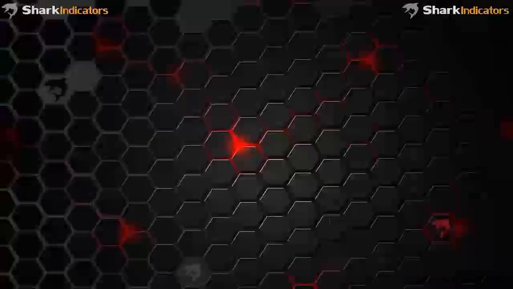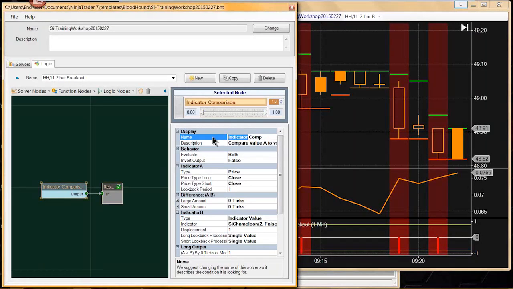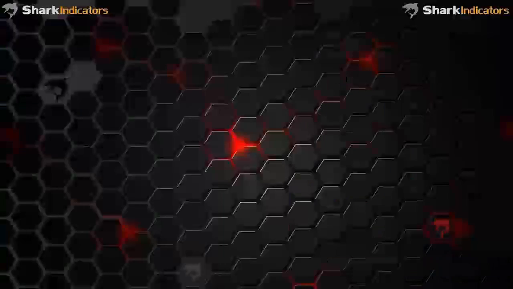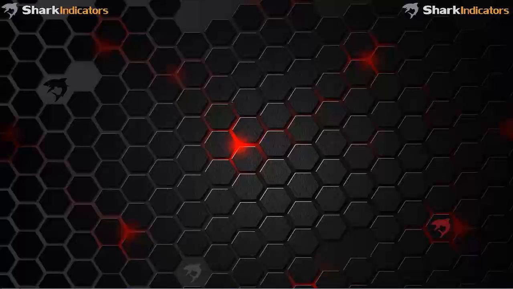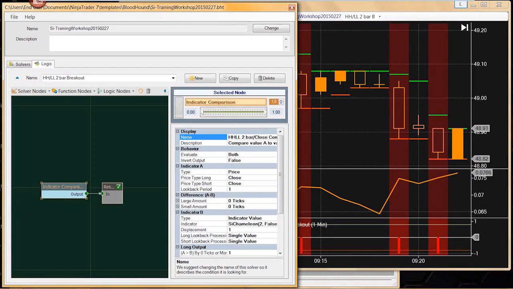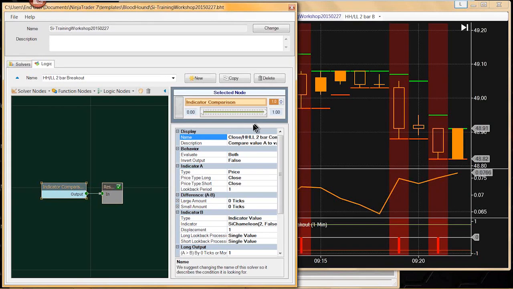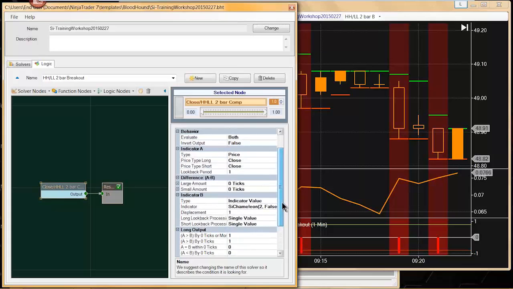Okay, let me think of some kind of name for this solver. It's always a good idea to name your solvers. What I'm doing is comparing the closing price to the highest high or lowest low of the previous 2 bars. So I guess that naming convention is good enough, close enough there.